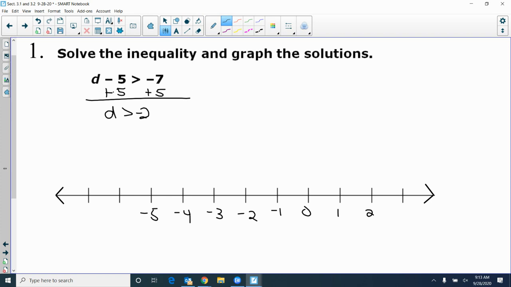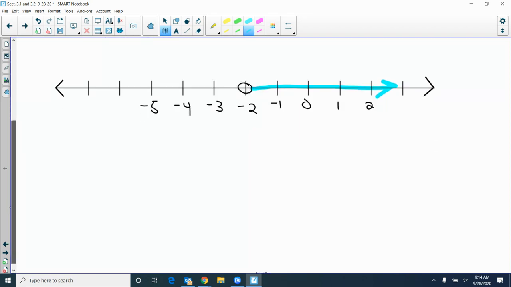So a hollow dot at negative 2. And which way do I need to shade? I need to shade to the right. That means all those numbers work. So if I put in, like, is 10 to the right? 10's to the right. 10 minus 5 is 5. Is 5 bigger than negative 7? Yep. All the ones that make it bigger than negative 7. Okay? So I get an infinite number of answers.